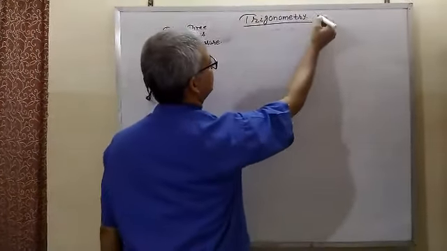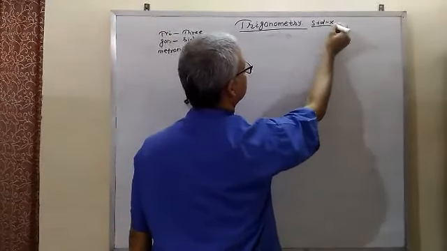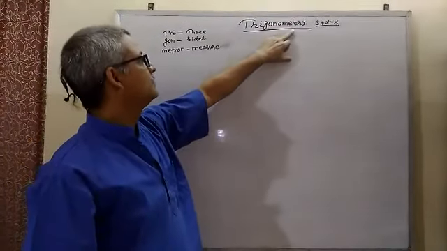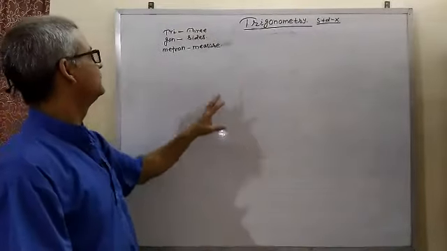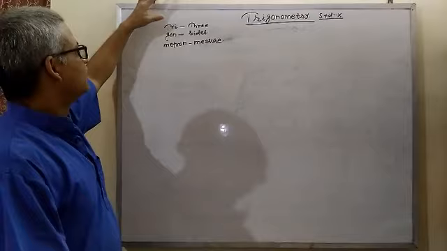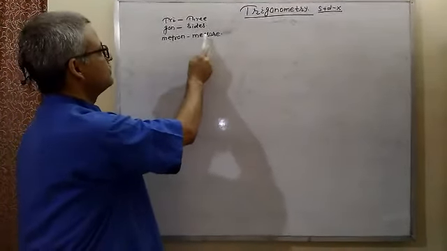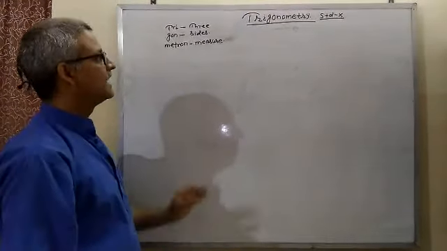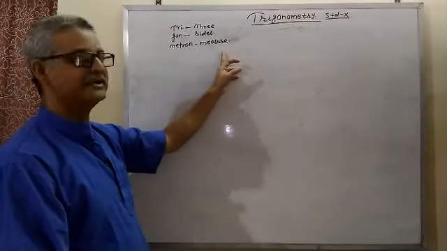Trigonometry for standard 10. This is a new topic for standard 10, trigonometry. Actually, the word trigonometry was made from three different Latin words: tri, gon, metron. Tri means three, gon means sides, and metron means measurement. It means three sides measurement. That complete trigonometrical concept gives three sides measurement.